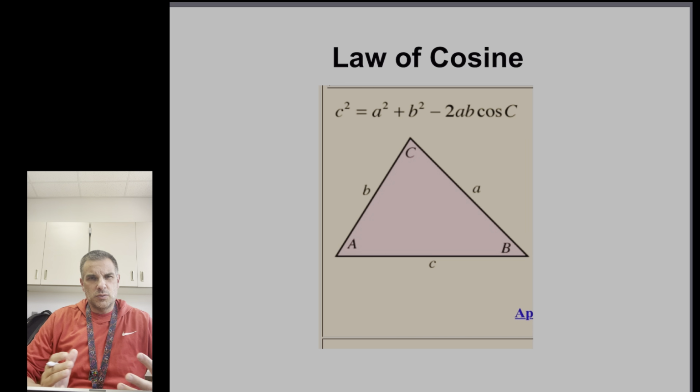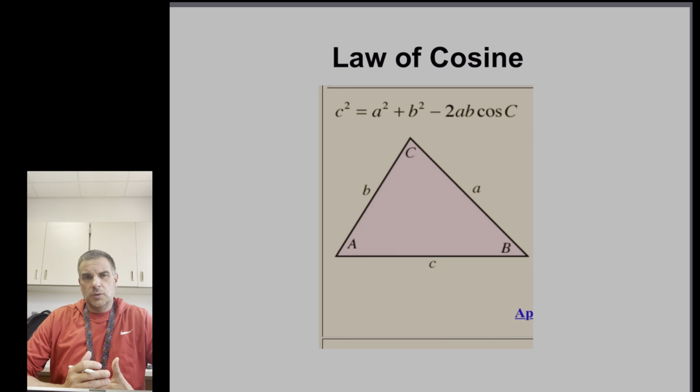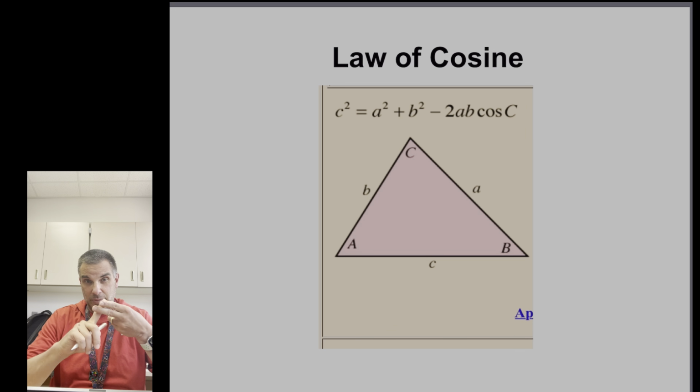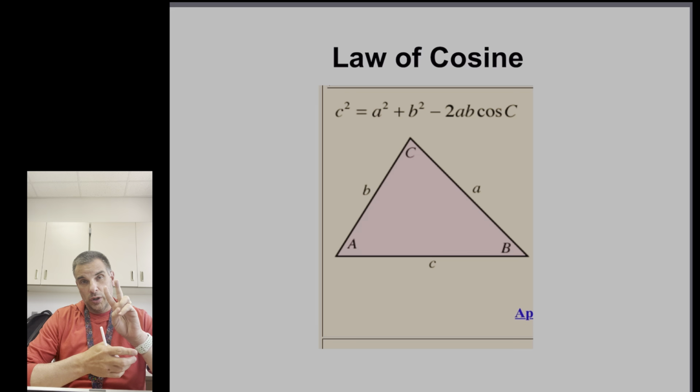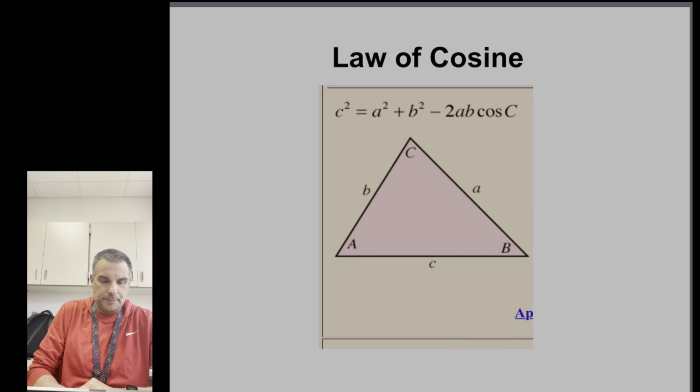So what's the difference between the law of sines and the law of cosines? Well, with the law of sines, we said you needed to know really three things, and two major things. You need to know the length of a side and the measure of its opposite angle, and then one more thing. With the law of cosines, that's not going to be the case. The law of cosines is really only going to work for two specific types of instances.